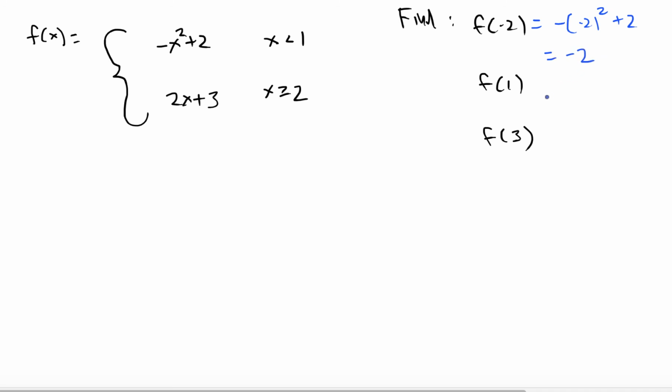Or what about f of 1? Similarly, we have to determine which piece this value of 1 falls into. You notice, wait a minute, 1 is not less than 1, so we cannot evaluate 1 using this piece. But also, 1 is not greater than or equal to 2, so we can't evaluate 1 using this piece. So what does that mean? It means that for this particular function, f of 1 does not exist, because 1 does not fall into any of these restricted domains.